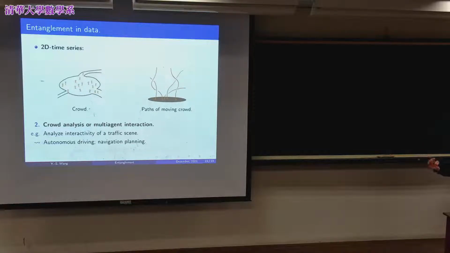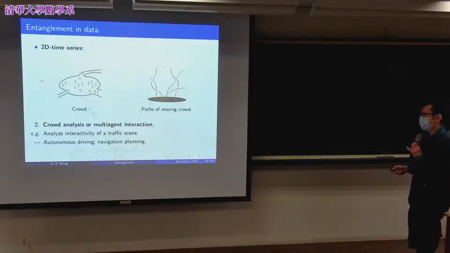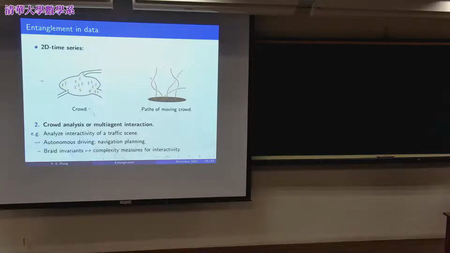Is the interactivity too complicated? Is there going to be a traffic jam or things like this? It's very helpful to do navigation planning if you are able to interpret the traffic scenes correctly. And the braid invariance, so this is another kind of entanglement invariant, is a good way to measure the complexity of the interactivity of a traffic scene, for instance.